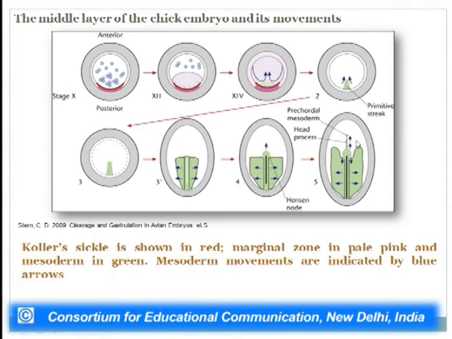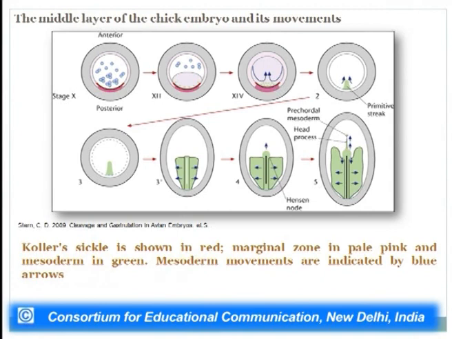And these chorda mesodermal cells will give rise to the head process which has been forming, and this is the lateral plate mesoderm which is moving. So the Koller's sickle is shown in red here, the marginal zone in pale pink, and the mesoderm is in green. The mesoderm movements are indicated by the blue arrows. So this is how the mesodermal movement occurs.